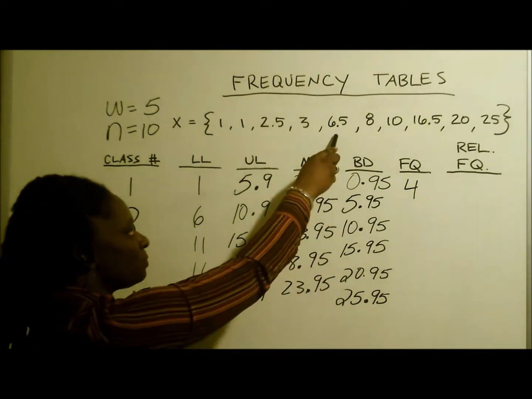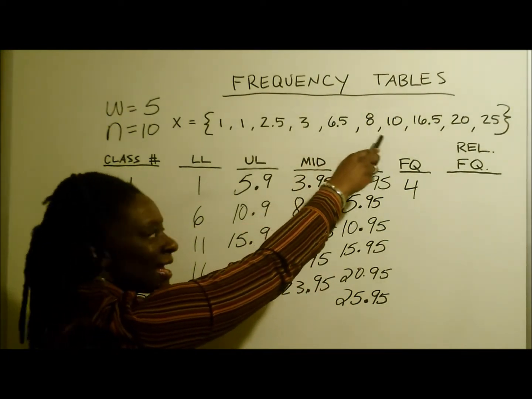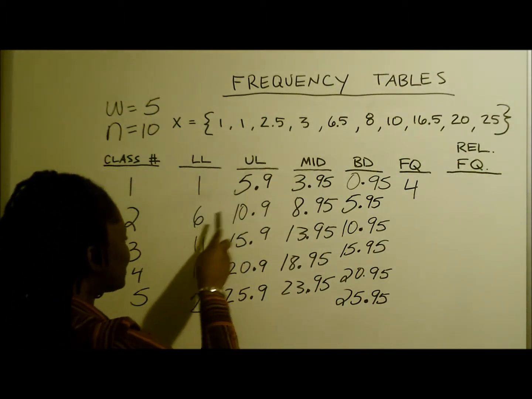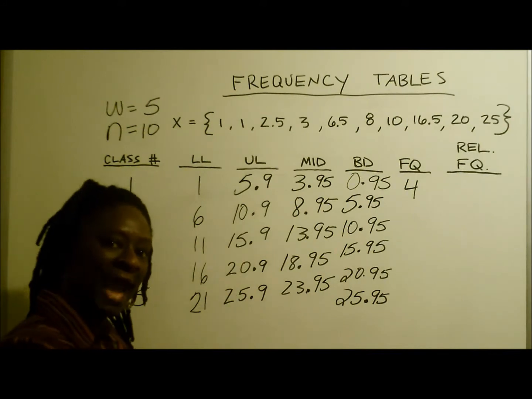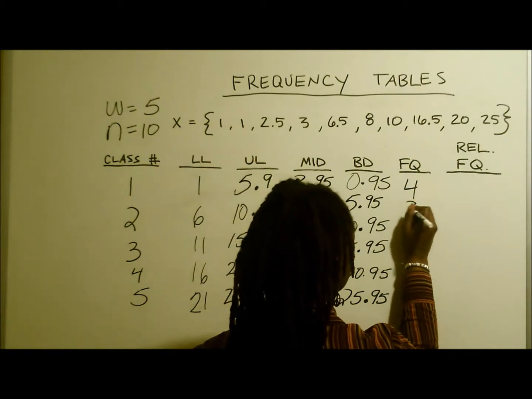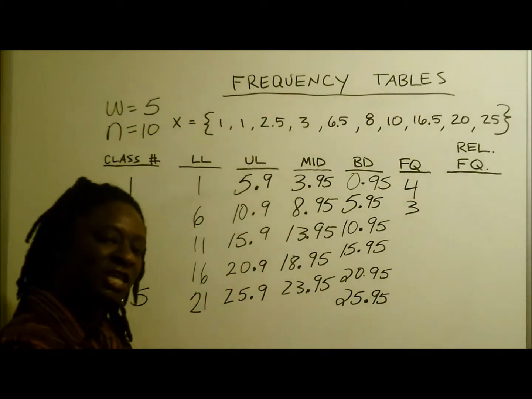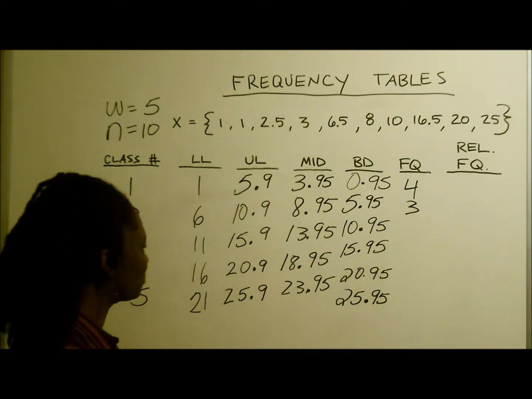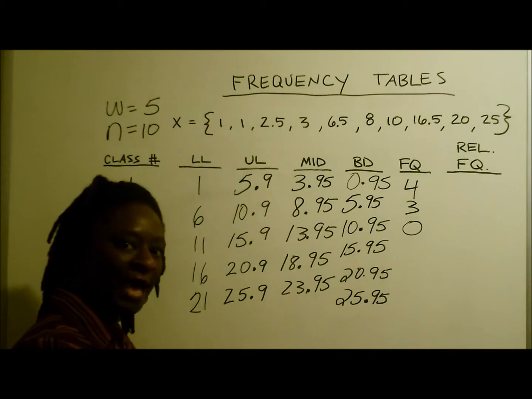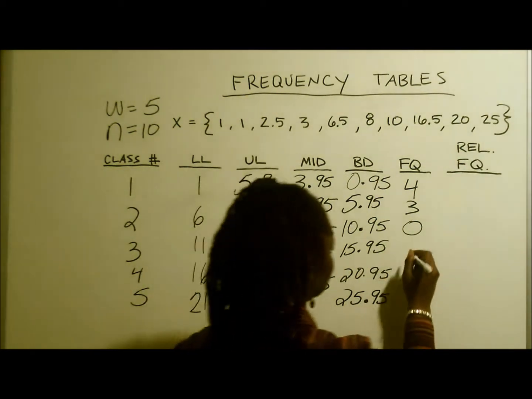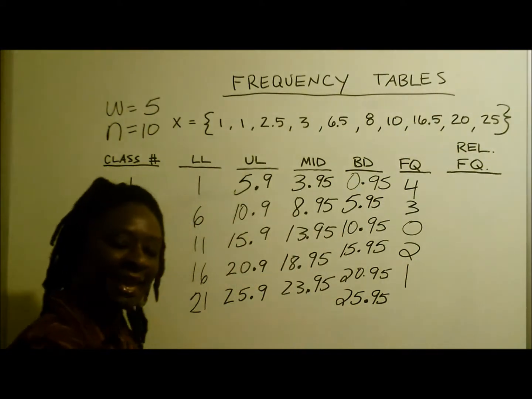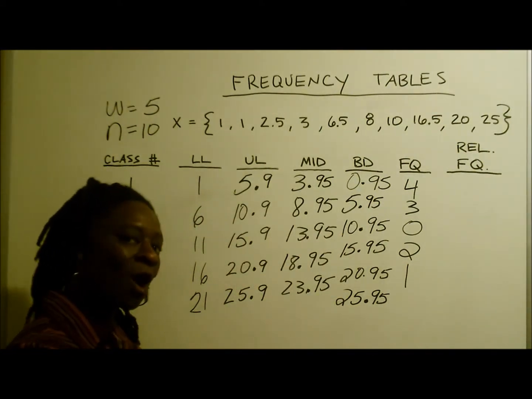Then we have 6.5 miles, 8 miles, and 10 miles. They all fall in class 2, between 6 and 10.9. So we have a frequency of 3 in class 2. Doesn't look like we have any data for class 3. Class 4 has a frequency of 2. And class 5 has a frequency of 1. It's just that simple. We're almost there.